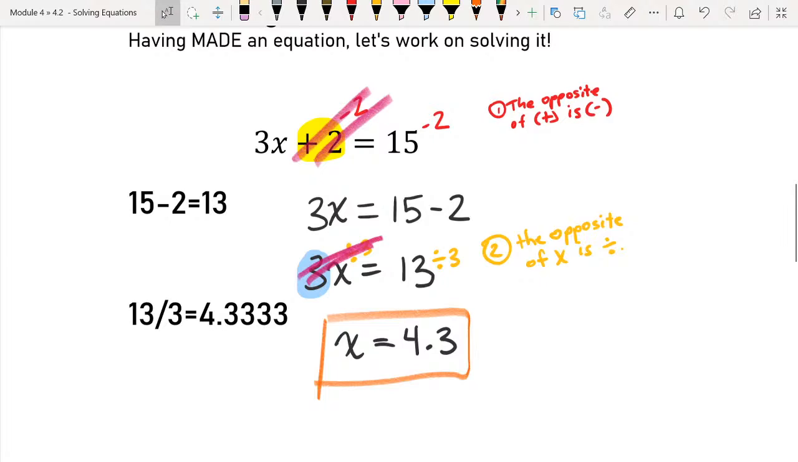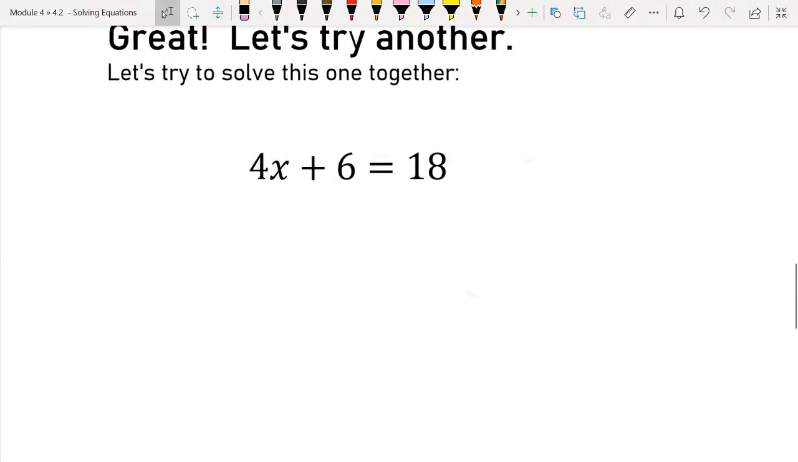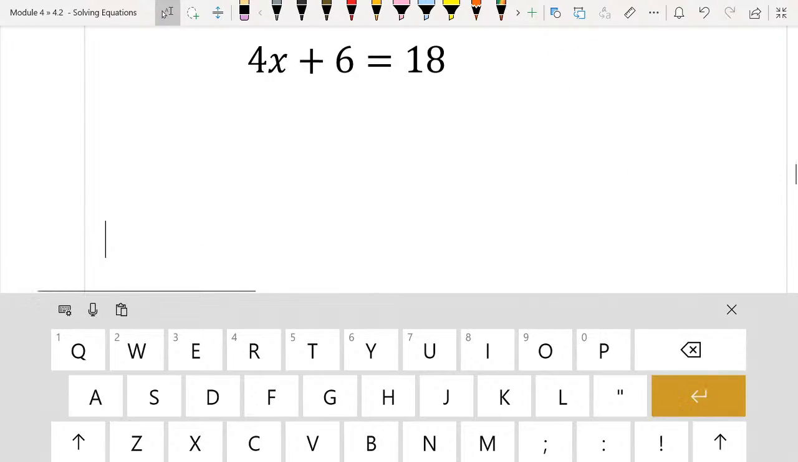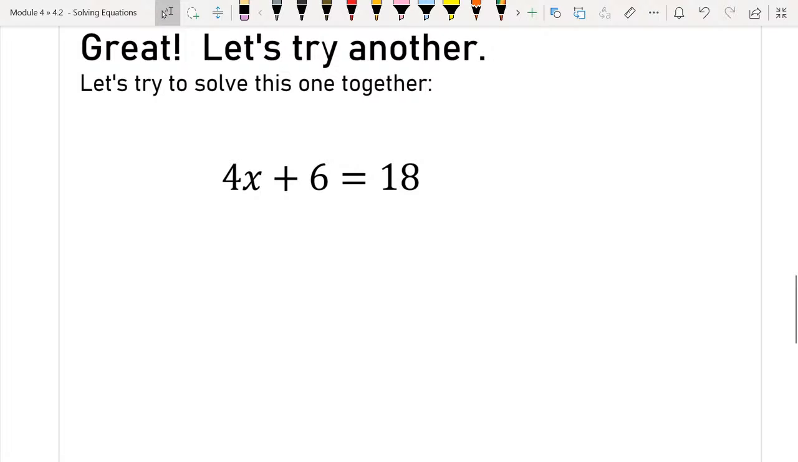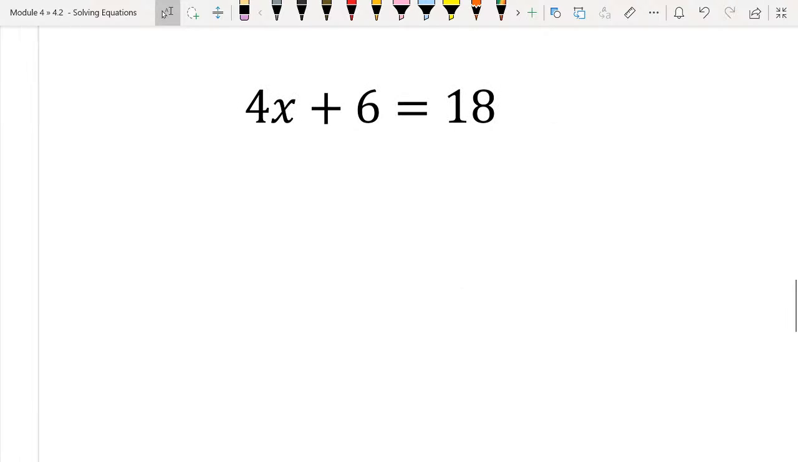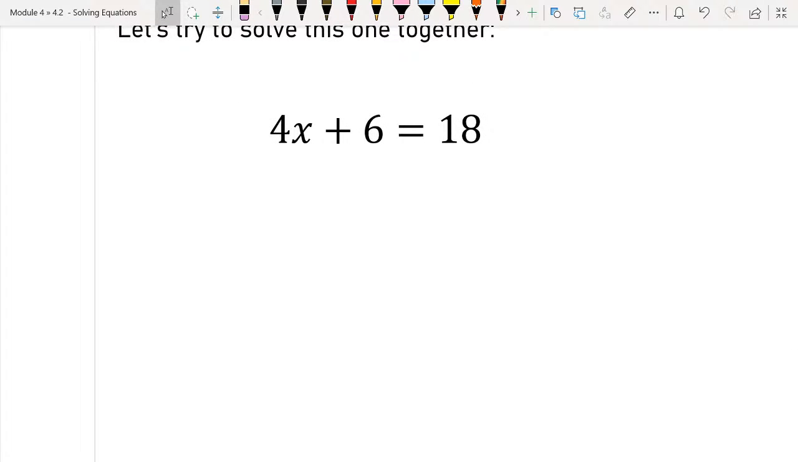Let's try another one. Here's another one. Pause the video and try and go through this if you want. Try it out on your own. But again, we're just going to deal with two things. If we read this out loud, it says we've taken our number and first we multiplied it by 4, then we added 6. So to undo that, we're going to work backwards. Before we unmultiply it by 4, we're going to unadd 6.